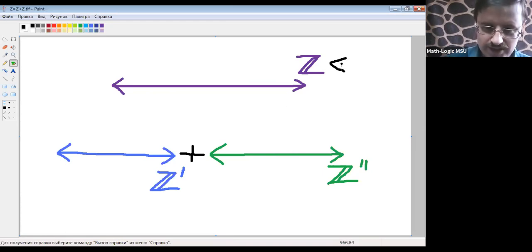our relation less? Of course, there is a bijection between the first and the second set, because this set is countable and this set is countable. So there is a bijection. So the question is, does there exist a bijection that preserves the order?